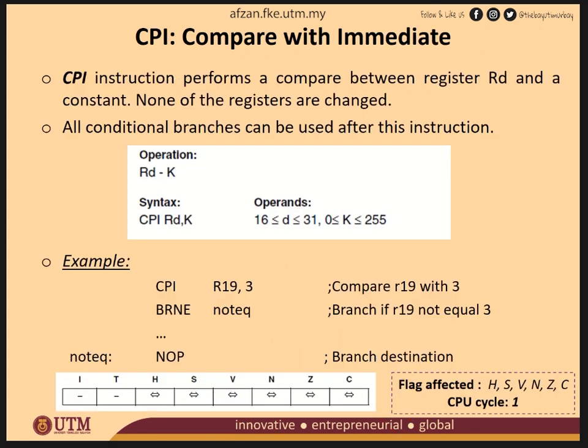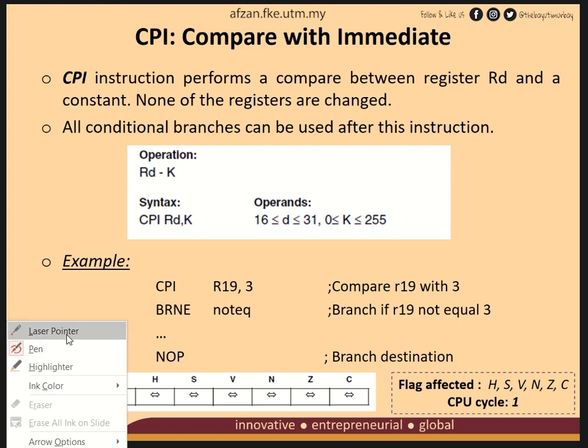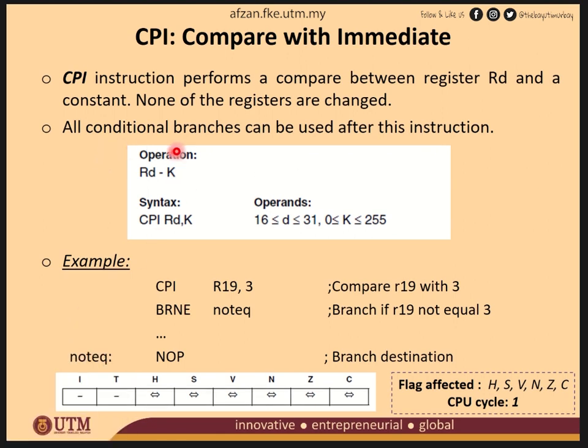Right, next we have the CPI. This one here you want to compare with an immediate value. So this performs a compare between register RD and a constant. None of the registers are changed. All conditional branches can be used after this instruction. This is the syntax: CPI RD K.